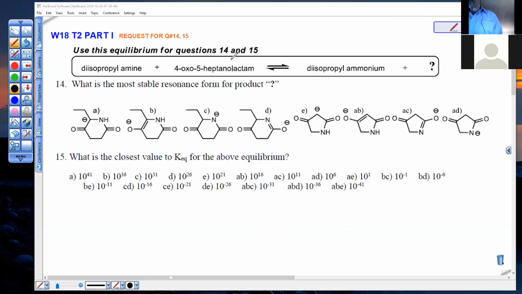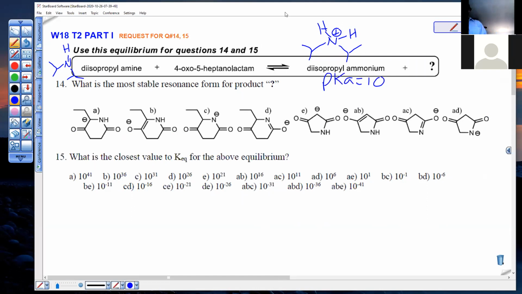Diisopropylamine. You might be thinking about LDA here, but that's really the conjugate acid of LDA, and diisopropyl ammonium is not LDA either. It's the conjugate acid of the conjugate acid of LDA. The pKa is 10. It's an ammonium ion. It even says in the name it's an ammonium.